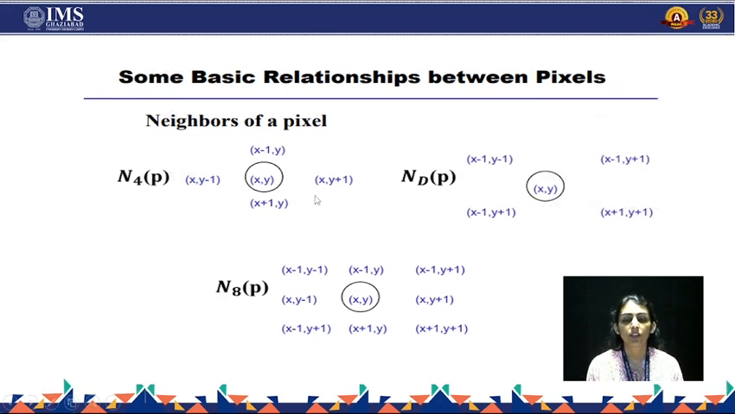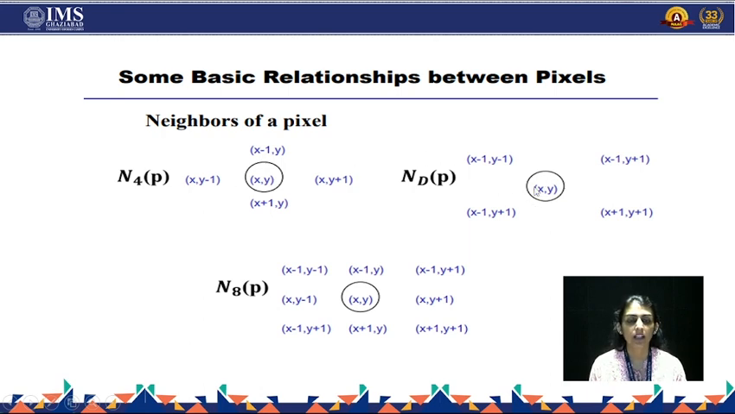There are some basic relationships between pixels. That means we have neighbors of the pixel. Suppose we have a pixel xy, then the immediate 4 neighbors are known as the 4 neighbors, that is N4 of p. P is the circled one, that is xy. The 4 neighbors will be immediate top, immediate down, immediate left and immediate right. If our concerned pixel is xy, then the top pixel will be x minus 1, y. Right will be x and y plus 1. Down will be x plus 1, y, and left will be x and y minus 1.